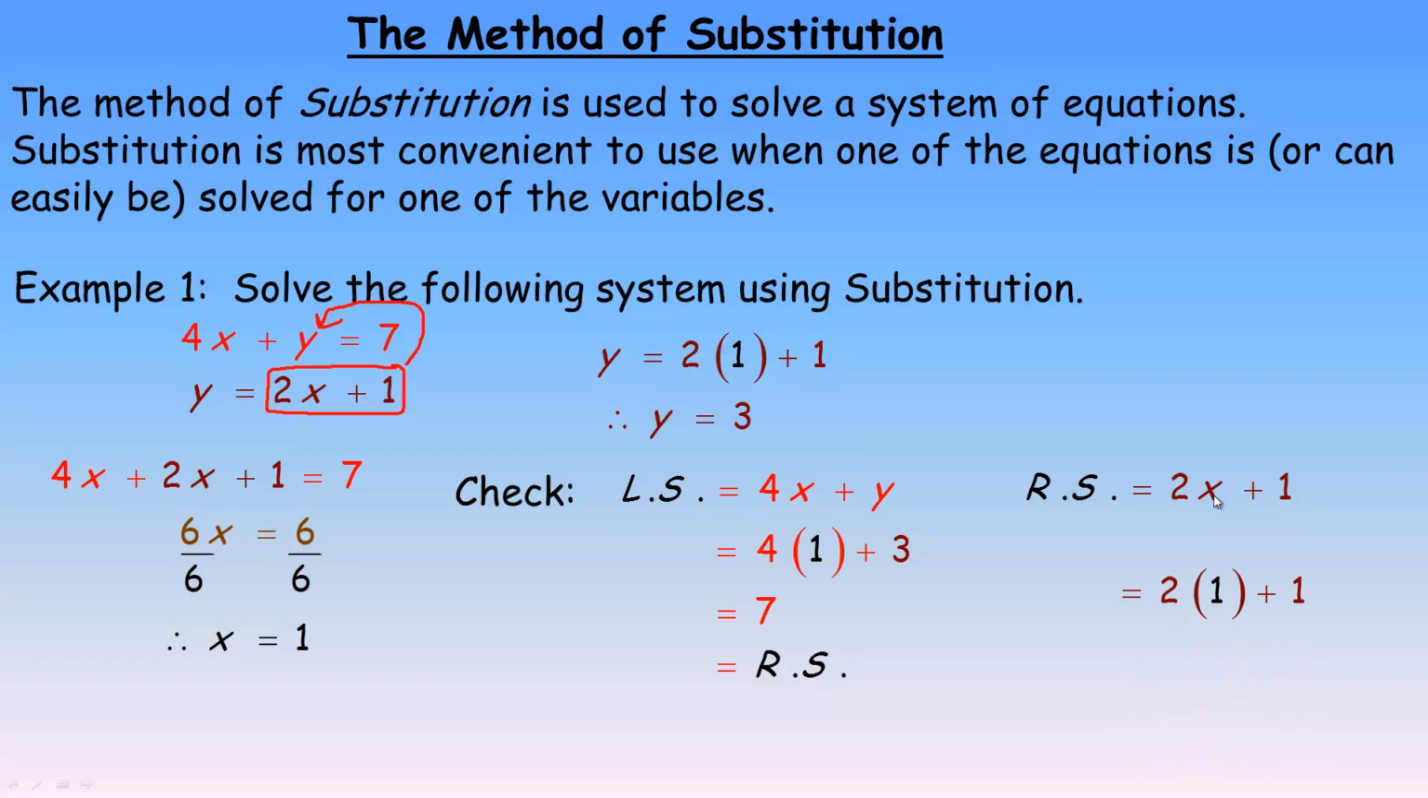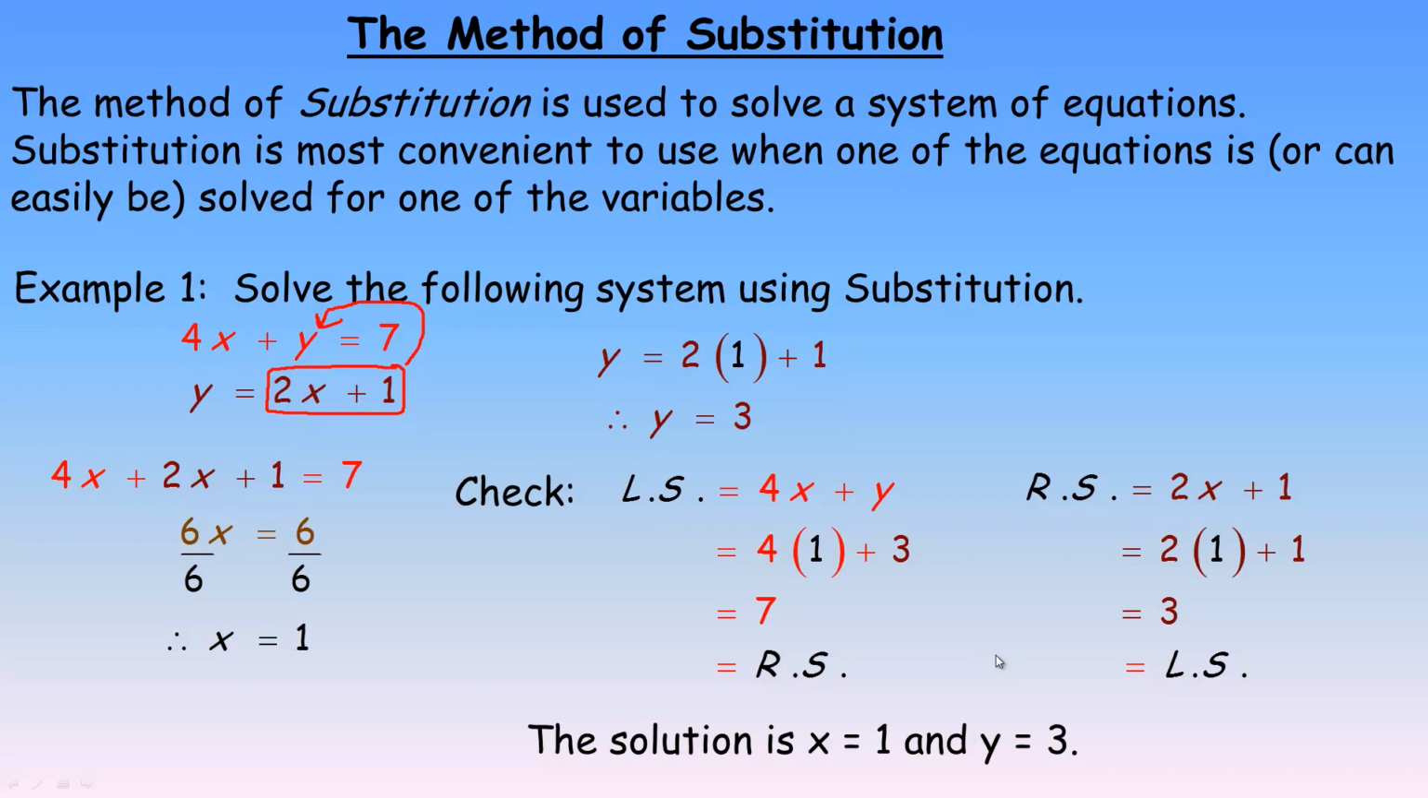So we will go 2 times 1 plus 1. That's 2 plus 1, which is 3. See, it equals 3, which is what's on the left side. The fact that that equals what's on the other side means that that point is on that line. So the solution is x equals 1 and y equals 3. Now, before we go into either of the other examples, if we were to graph these two lines, then the 1, 3 also means that they would intersect at the point 1, 3.